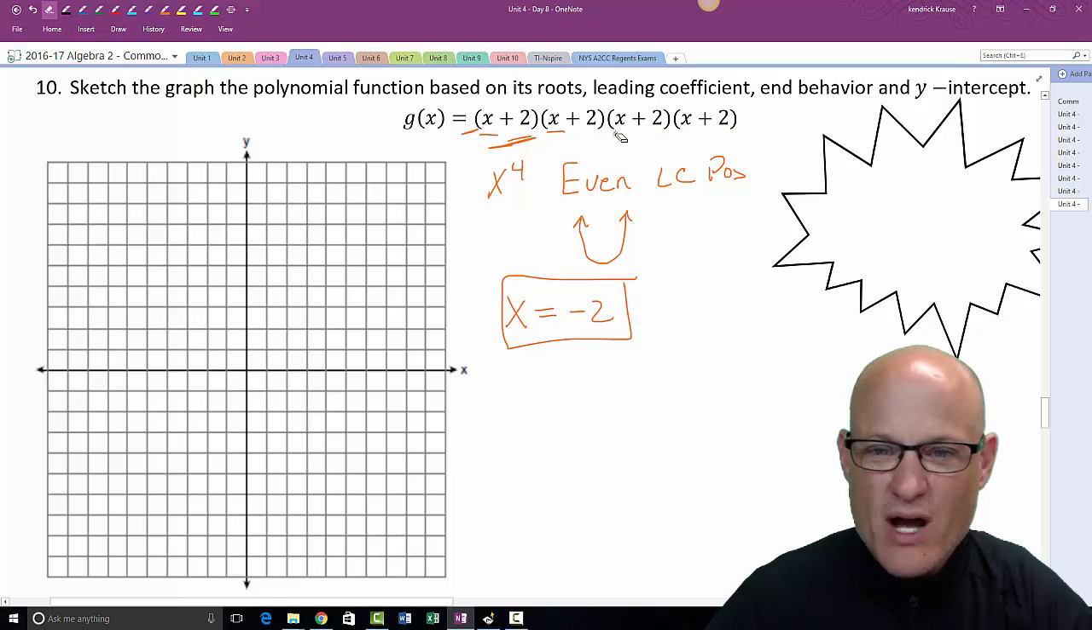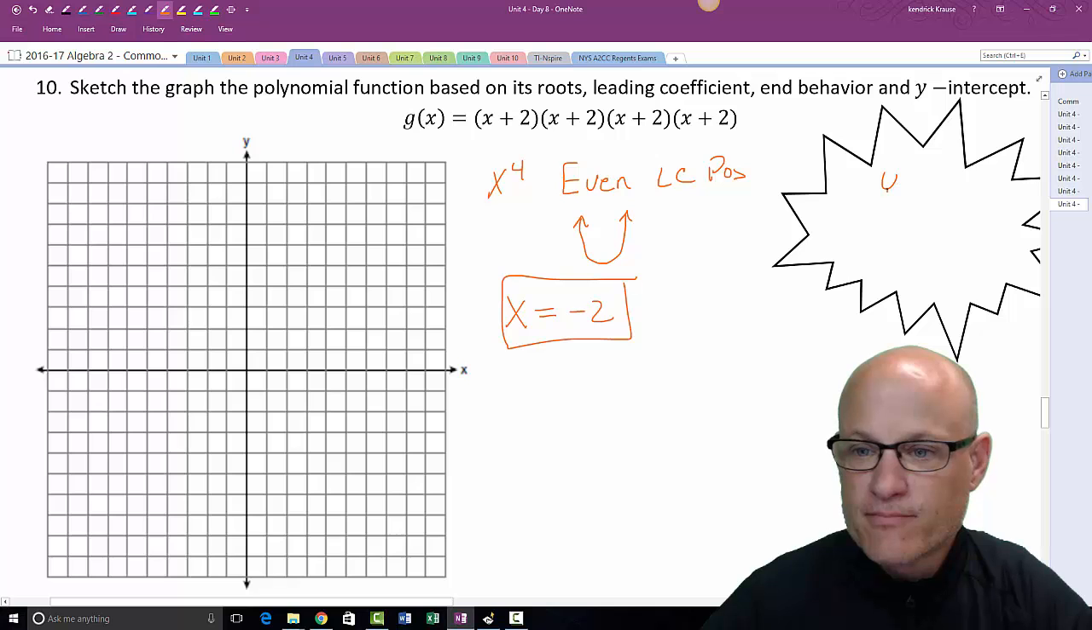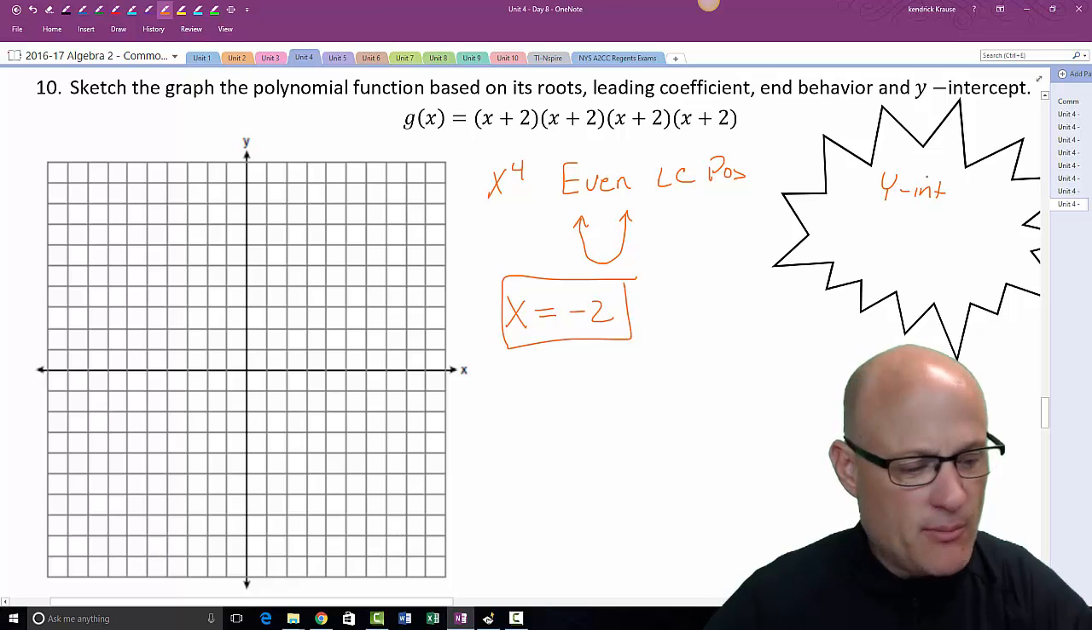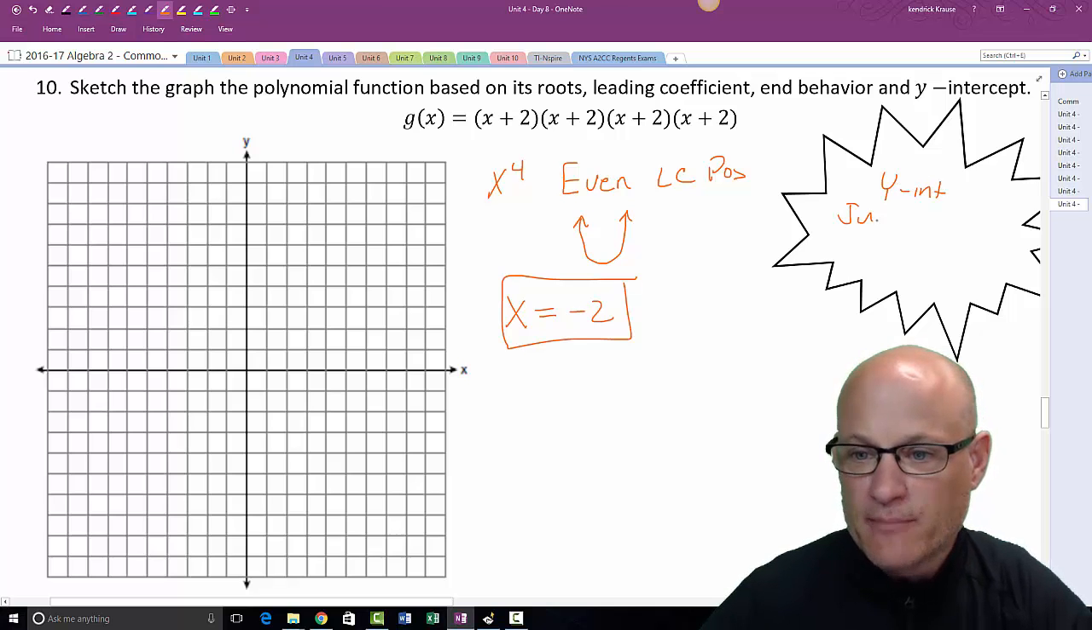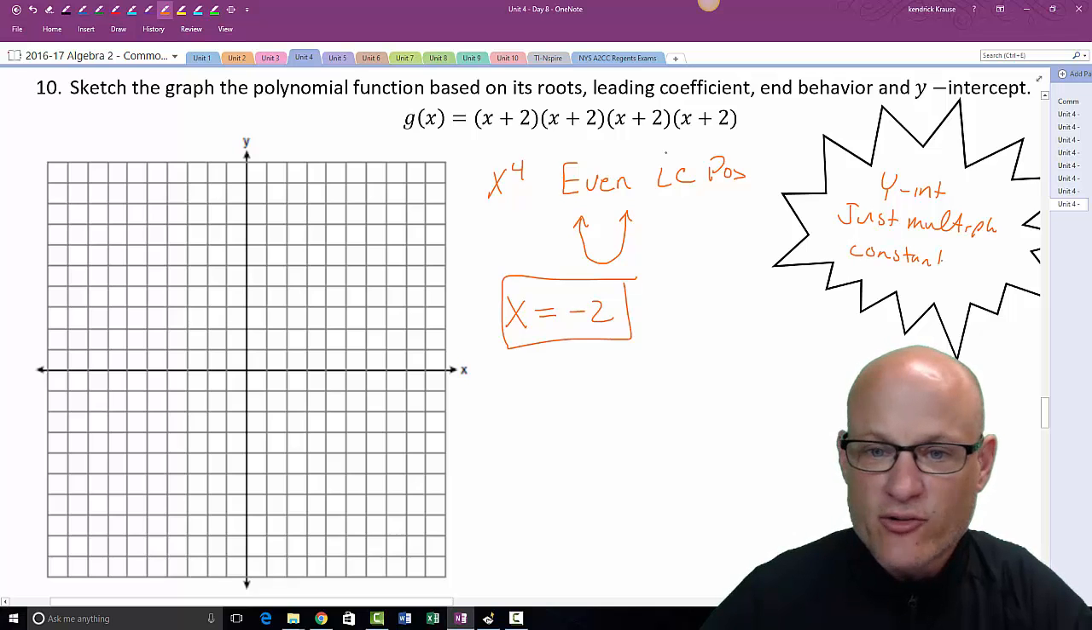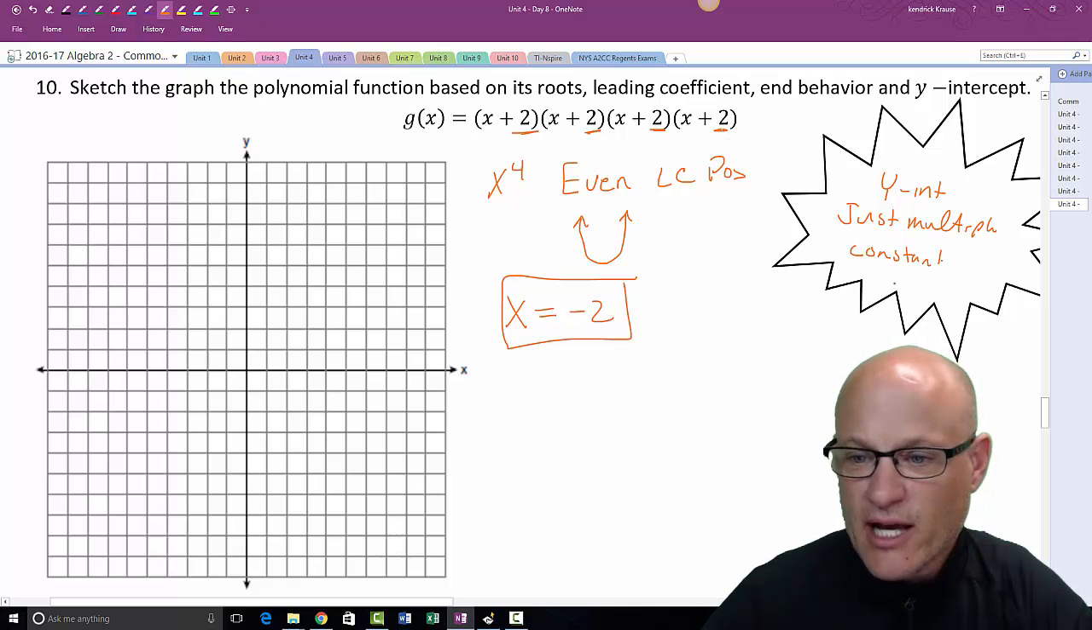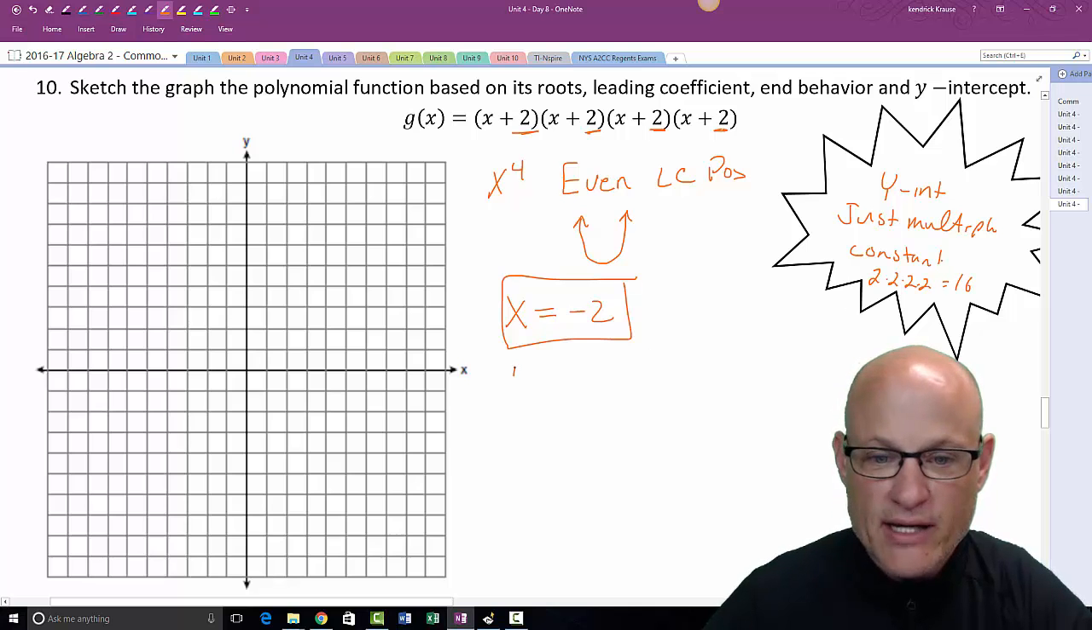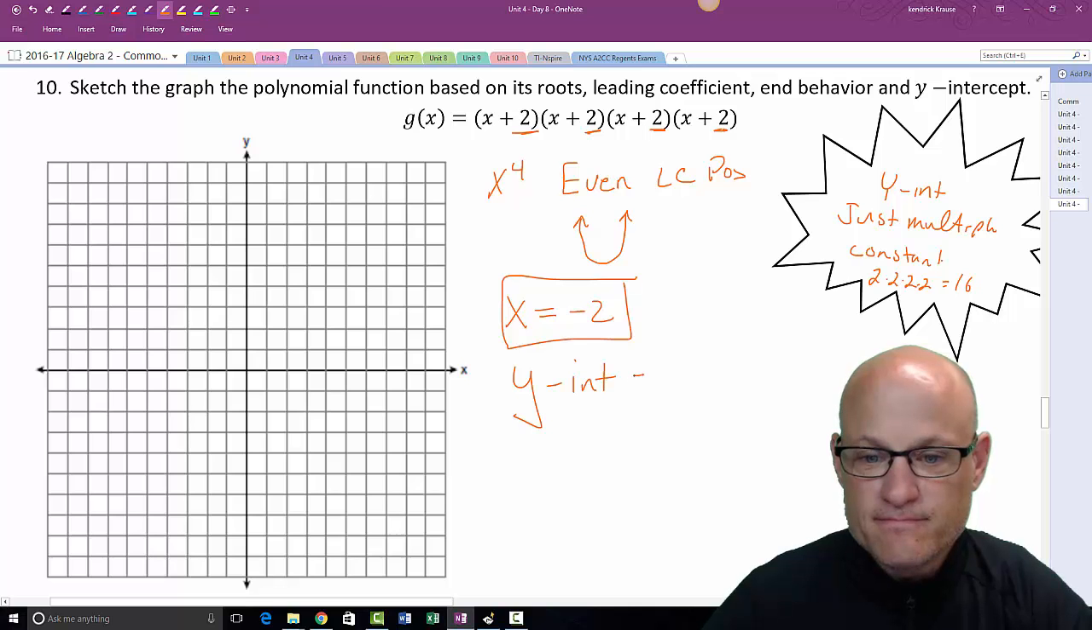So how do I find my y-intercept? Well, the y-intercept just comes from multiplying the constants. Now, I can only do that because they're all being multiplied. So I'm going to multiply 2 times 2 times 2 times 2, which is 16. So my y-intercept is 16.